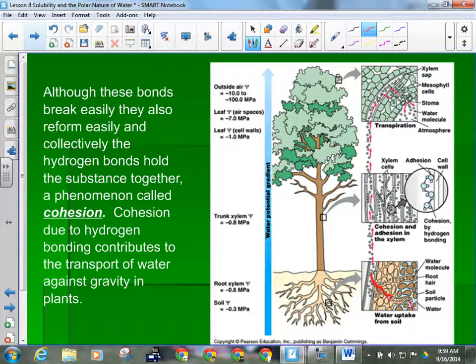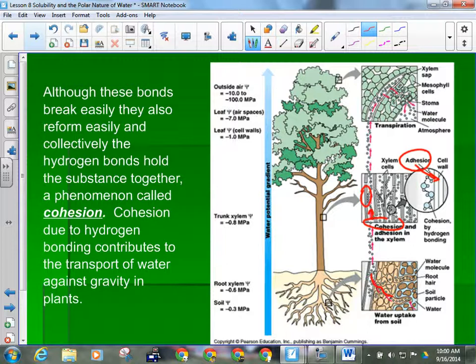And inside those tubes, you can see that water bonds to itself, and it also bonds to the inside of the xylem, so on the walls here. This process where it bonds to the wall is called adhesion. When it bonds to itself, it's called cohesion. So cohesion here is water bonded to itself.